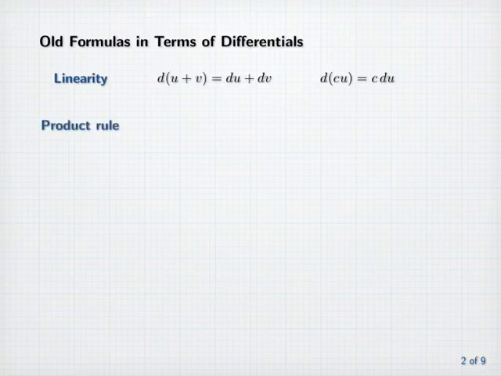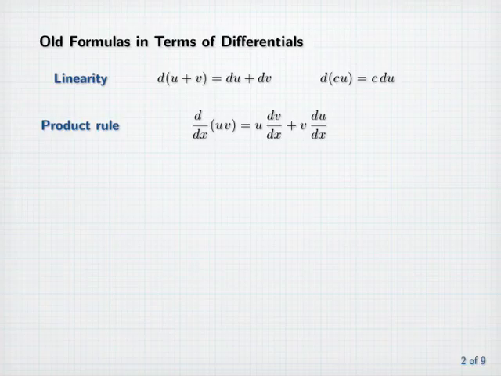The product rule. The product rule for derivatives says that the derivative with respect to x of u times v is u times the derivative of v plus v times the derivative of u. The product rule for differentials says essentially the same thing about differentials. The differential of u times v is equal to u times dv plus v times du.